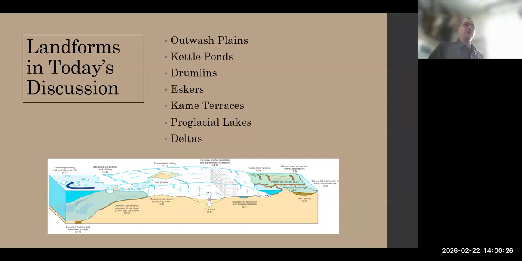These are some of the landforms we'll talk about today: outwash plains, kettle ponds, drumlins, eskers, kame terraces, proglacial lakes, and deltas.